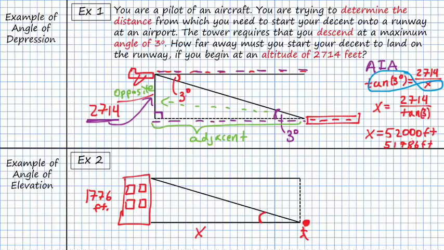Wow, that's a lot of feet, right? Well, it's because this angle here, this 3-degree angle, is actually very small. So you're being forced to approach from far away because you can only go down so fast. So here's our answer here.